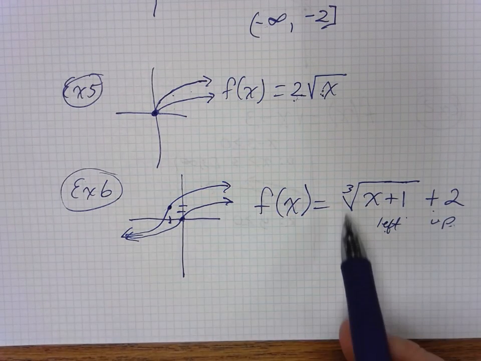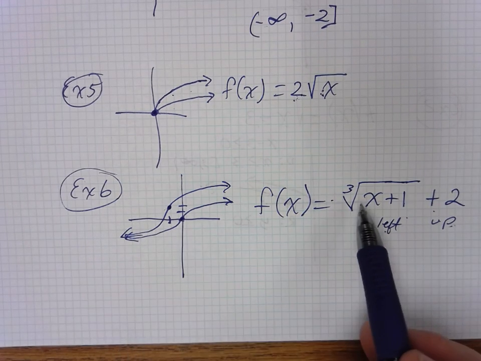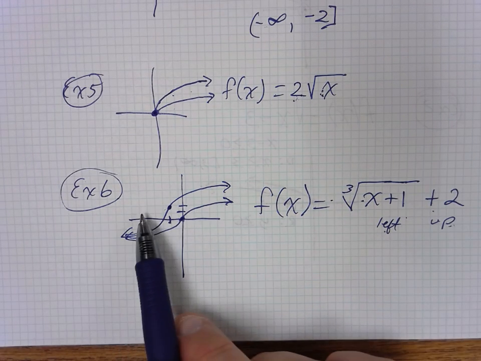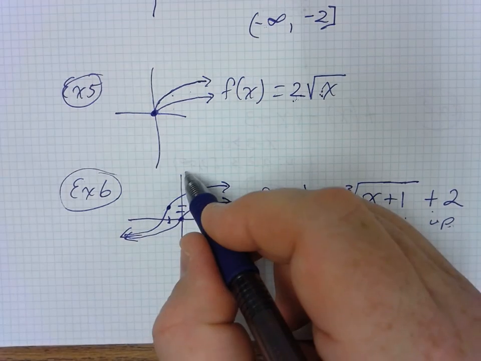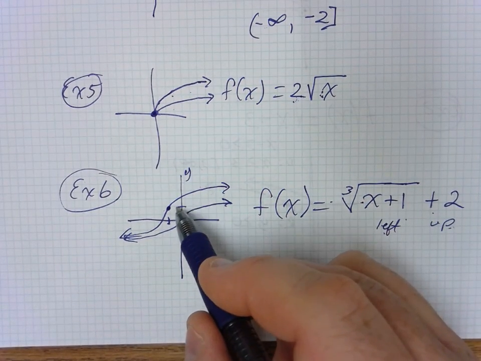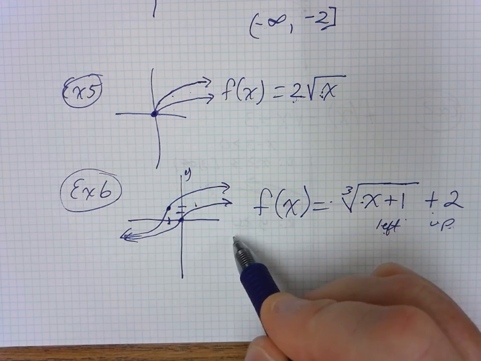And the same thing as if we had a negative outside, that would cause a flipping of it vertically. If I had a negative inside, it would cause a flipping horizontally. The only difference with the horizontal flip is we use the y-axis as our line of reflection, so this dot would actually move to this side, and then it would show the graph in reverse.